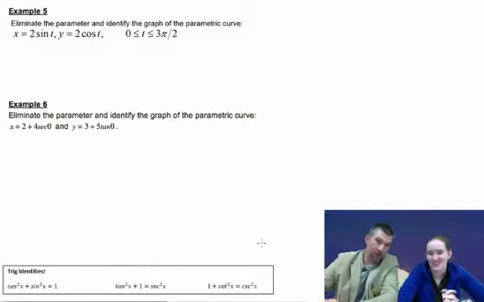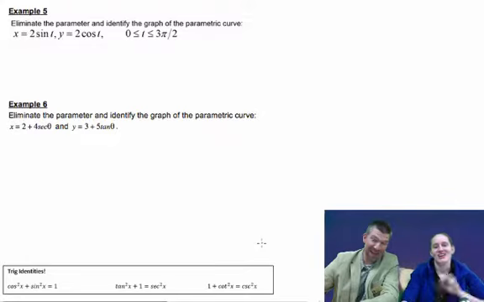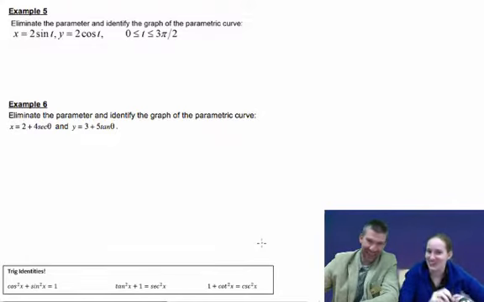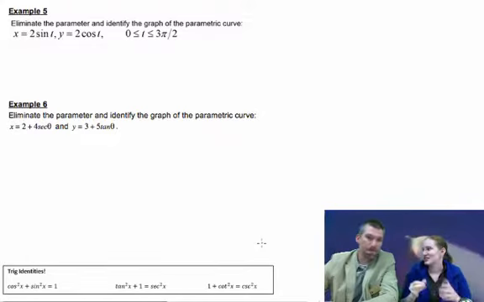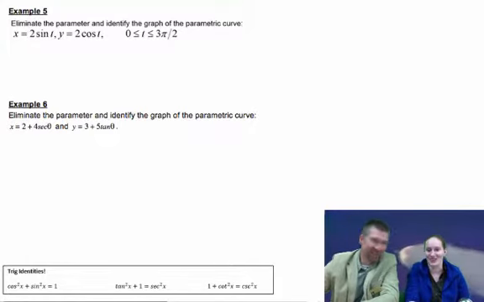Example 5. Let's get tricky with it. To eliminate the parameter on this one, it's a little bit trickier. It may go on for a while.